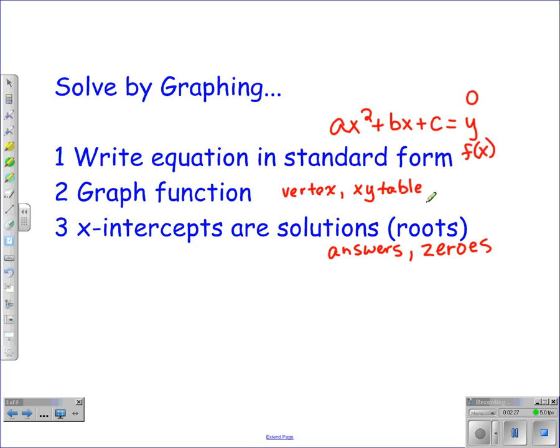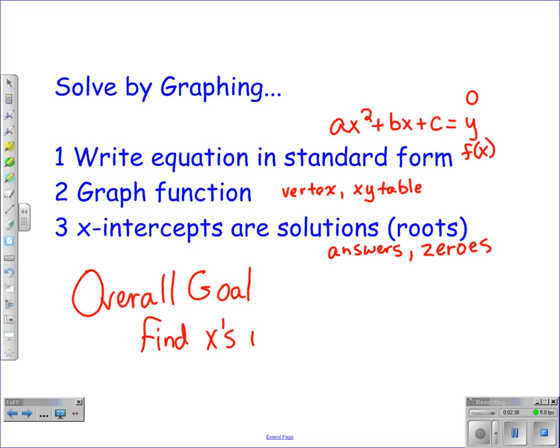Your overall goal today is going to be to find the x's when y equals 0. That is your overall goal today.